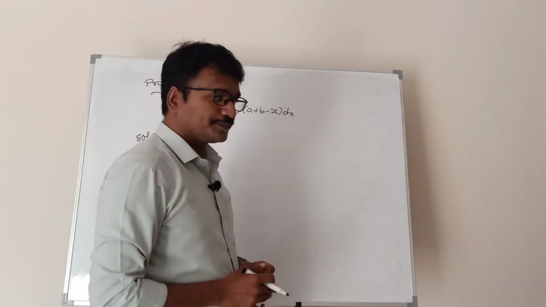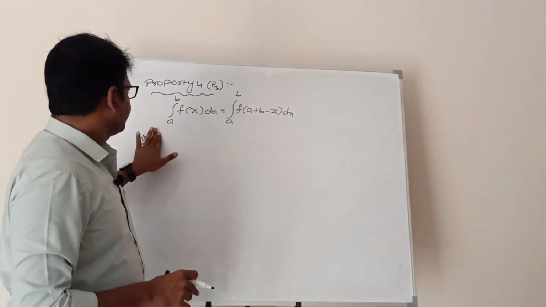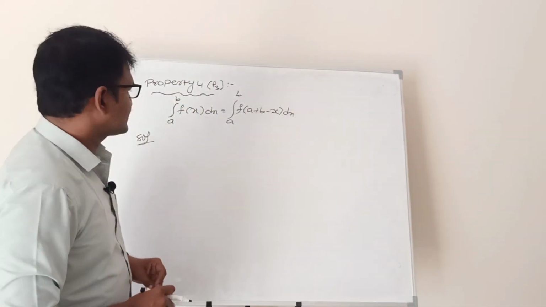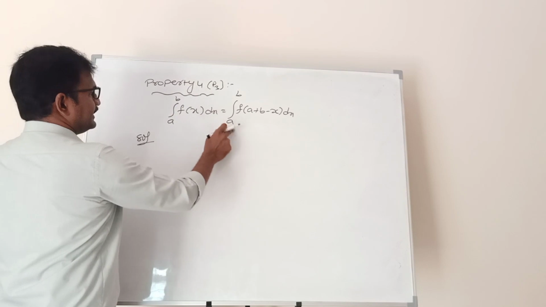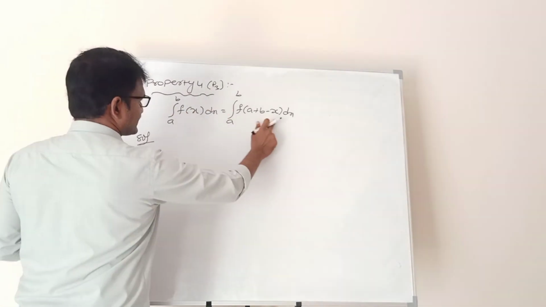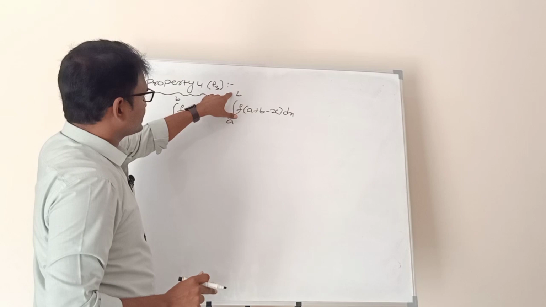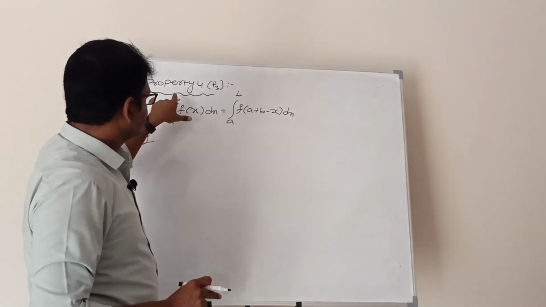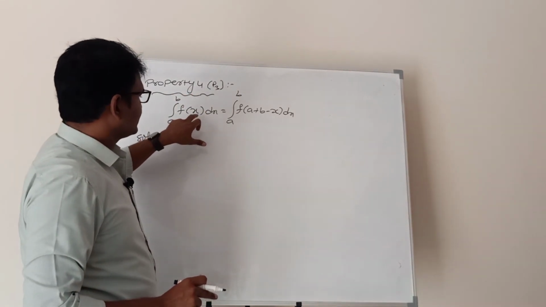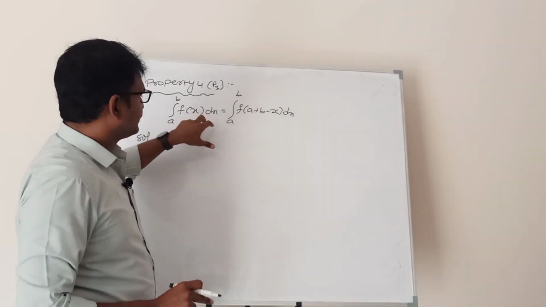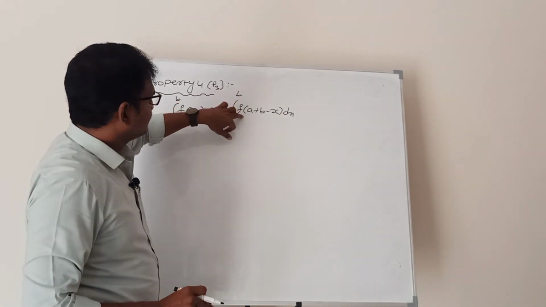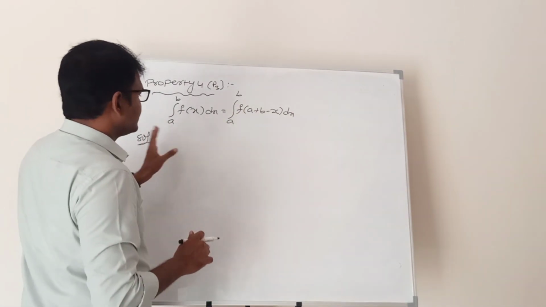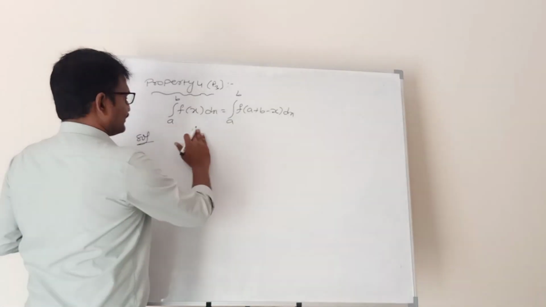Property number 4, P3: integration of a to b f of x dx is equal to integration of a to b f of a plus b minus x dx. In the place of x we can replace with a plus b, lower limit plus upper limit, minus x. So according to this property, check how LHS equals RHS.